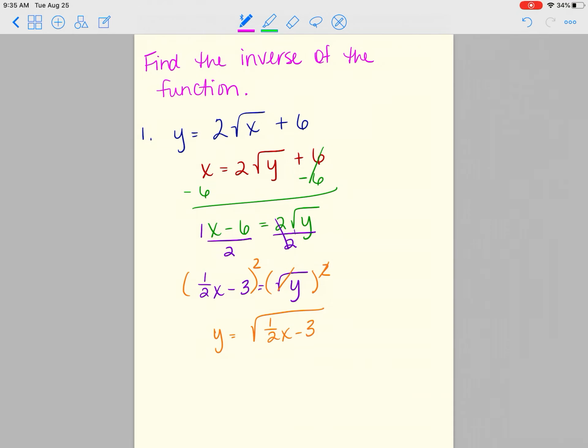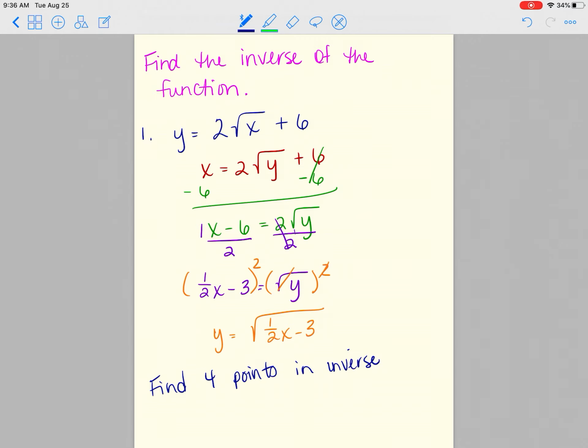Some of these ask for you to find 4 points that are in the inverse. Now, any function has an unlimited amount of points, an infinite amount of points. So it's not looking for any specific points. But in order to find 4 points, we're going to do that next. Find 4 points in the inverse.